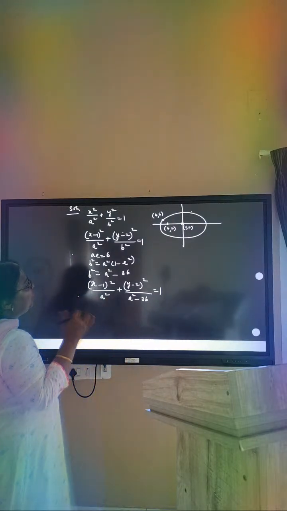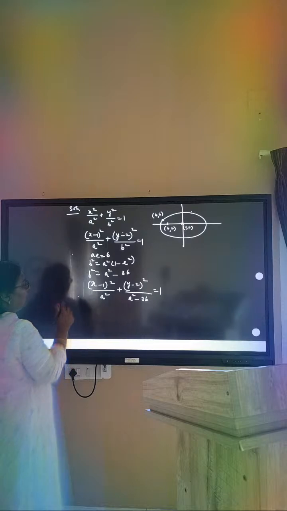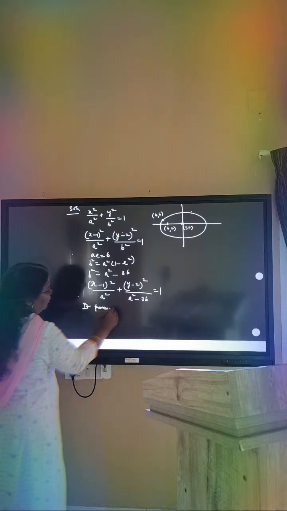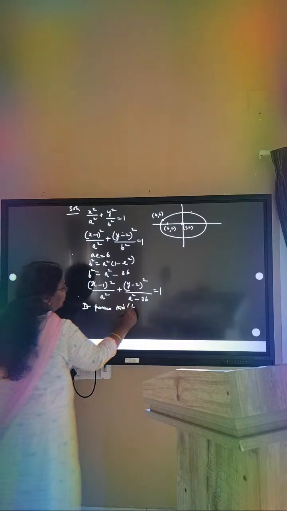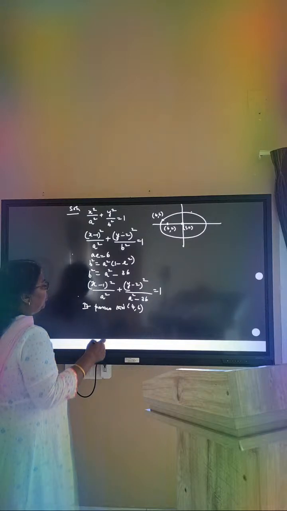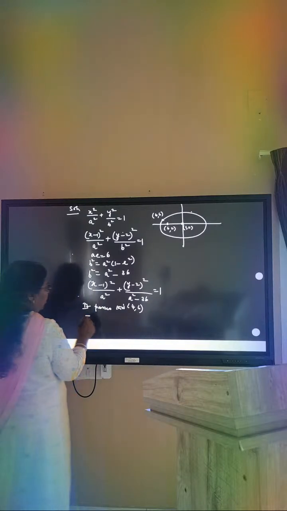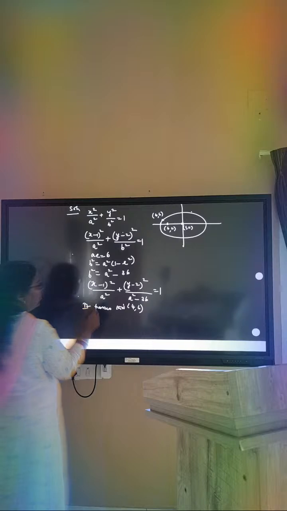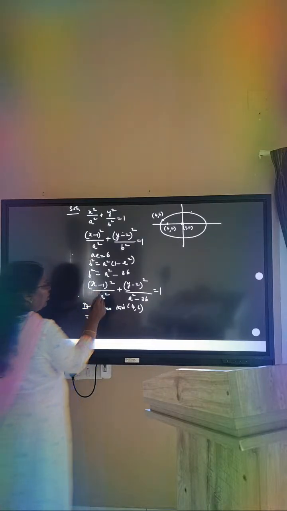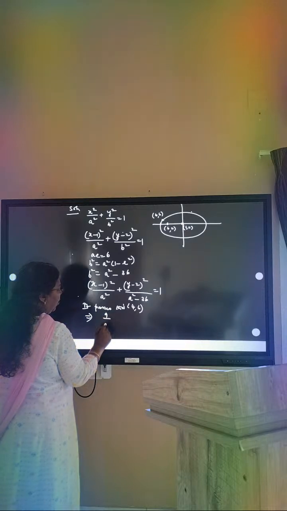And now it also passes through the point 4, 6, it's given, okay? In the place of x you can substitute 4, in the place of y you can substitute 6. So when you substitute, the equation becomes 4 minus 1 the whole square, that is 3 squared, 9 by a square, okay?